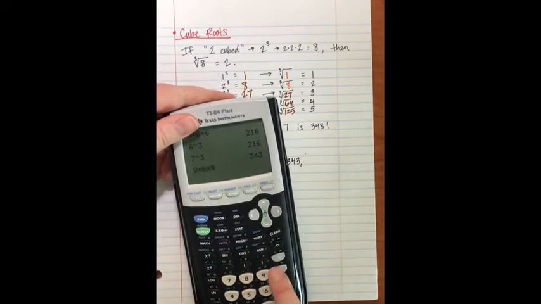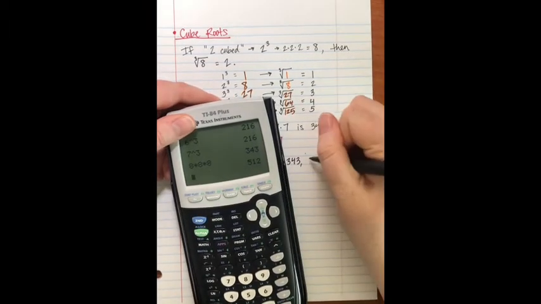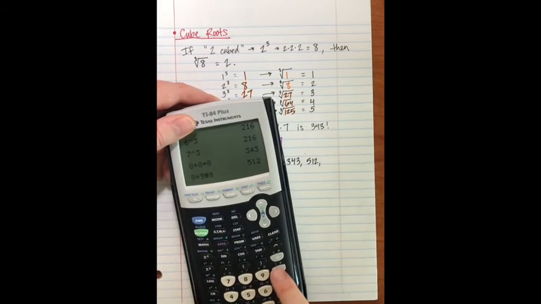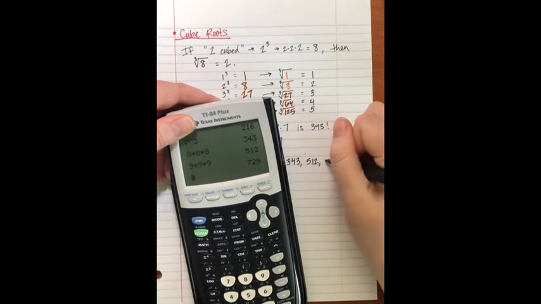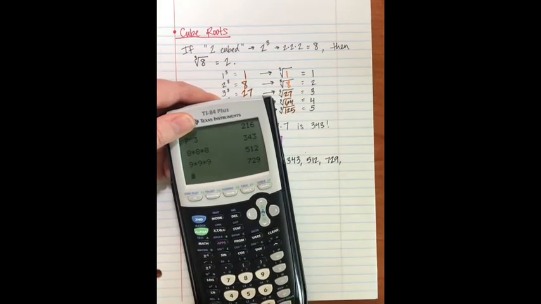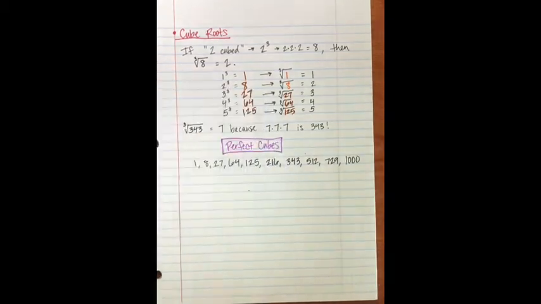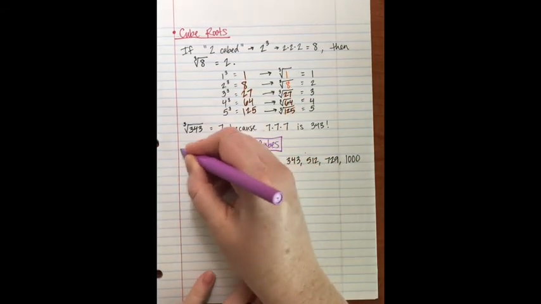8 times 8 times 8, 512. 9 times 9 times 9, 729. And let's do one more. 10 to the 3rd power, 1000. Okay, so here are some perfect cubes.